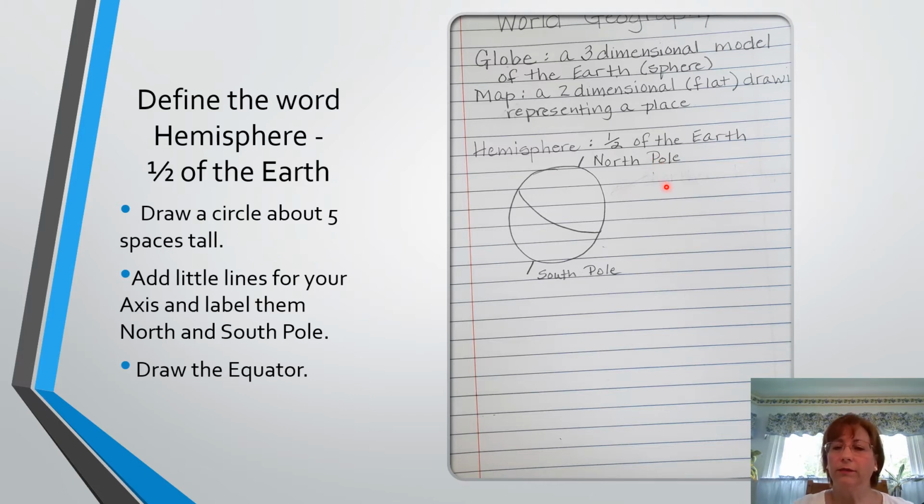And now we're going to start drawing. We'll start by drawing a circle about 5 spaces tall. We're going to add little lines at the top and the bottom to represent Earth's axis. And remember that it's tilted. Label the top one the North Pole and the bottom one the South Pole. Then draw this line for your equator.